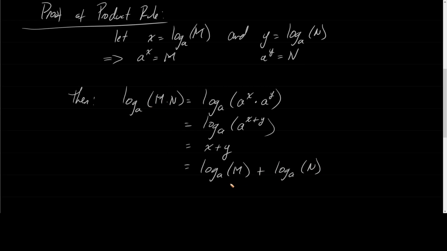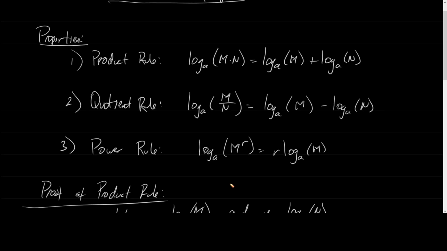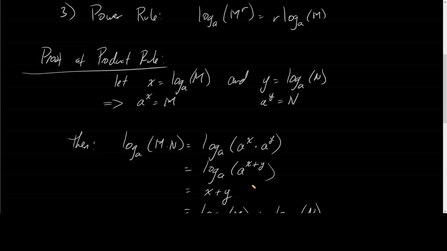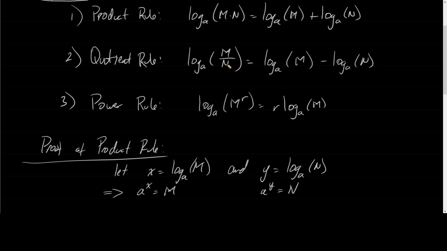That's a good way to think about it, that a product becomes a sum, because why would that happen? We have a product of exponentials here, and when we do that, we add the exponents. That's why the product becomes a sum. Similarly, a quotient will become a difference by similar rules. And applying the product rule repeatedly, you would end up with the power rule.